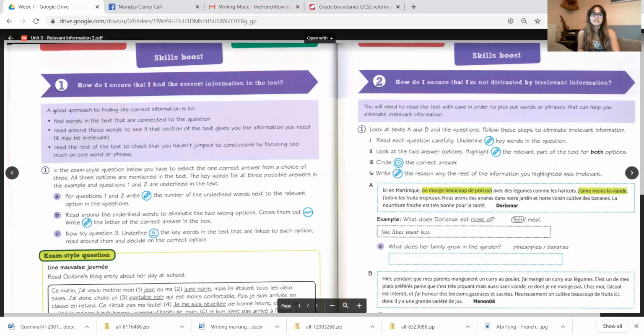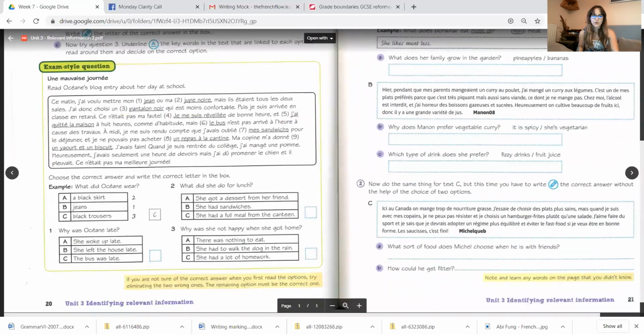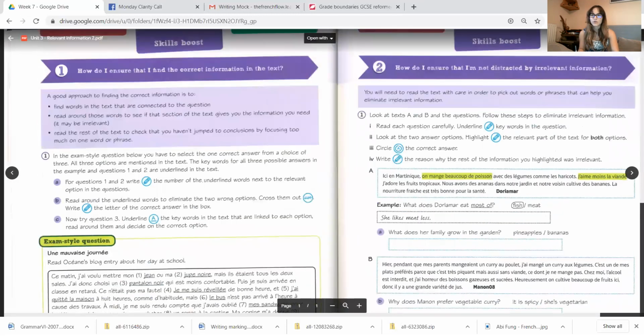And then they say to read the rest of the text to check that you haven't jumped to conclusions. That's exactly what I mean, to make sure that you haven't just focused on the keyword without realizing that the answer is actually a bit further ahead. So that's unit 1. I'm just going to let you do this on your own, then pause this video, and then come back to me for the rest.